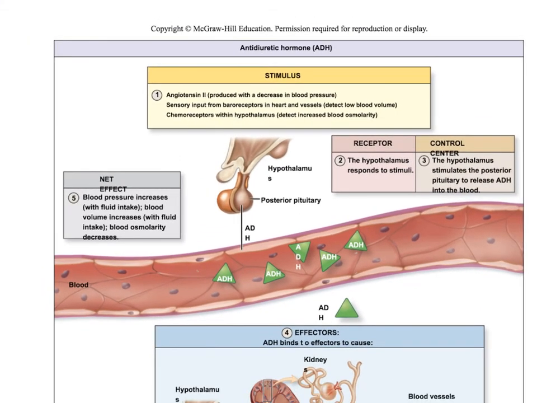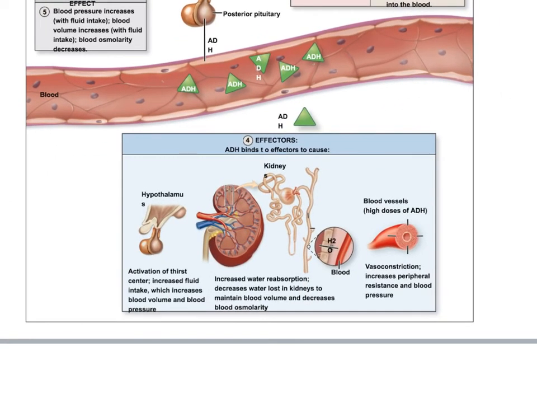Okay? So here's ADH. Here's a stimulus. Detect low blood volume, right? Or chemoreceptors within the hypothalamus detect increased blood osmolarity. Okay? Meaning that it has a higher concentration of solutes, right? Lower concentration of water in the blood, right? So with low blood volume, what do we want to do? We want to counteract that stimulus by reabsorbing water. ADH is released into the blood, and what does it do? Increased water reabsorption, decreased water loss, right? And it works to counteract that stimulus.